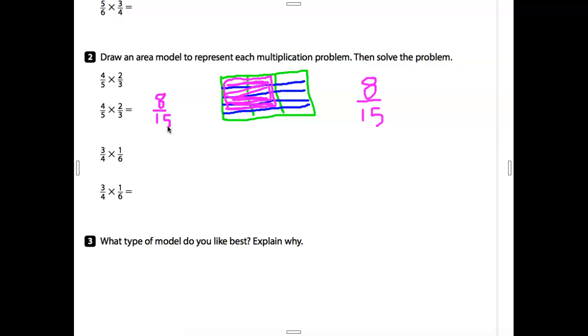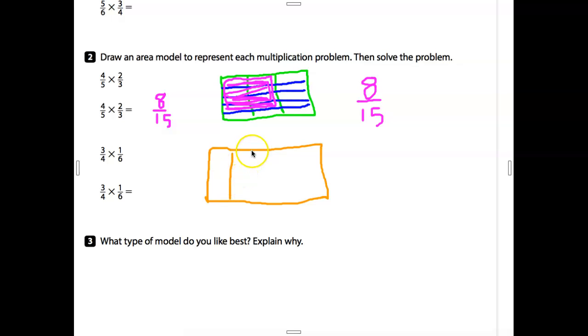Just like that. All right, and then one more we'll do, and let's go back to a different color. And we are going to find out 3/4 times 1/6. So what we're going to do here, whoops, is draw a box. And I hope you're doing this with me, okay? All right, and then we're going to divide this into 6.